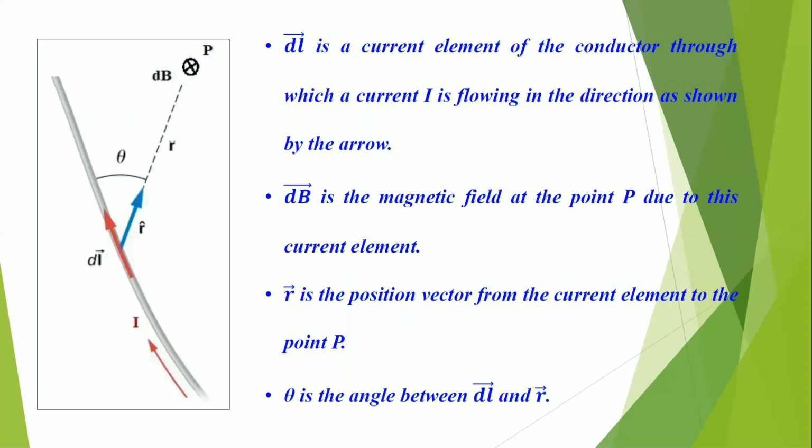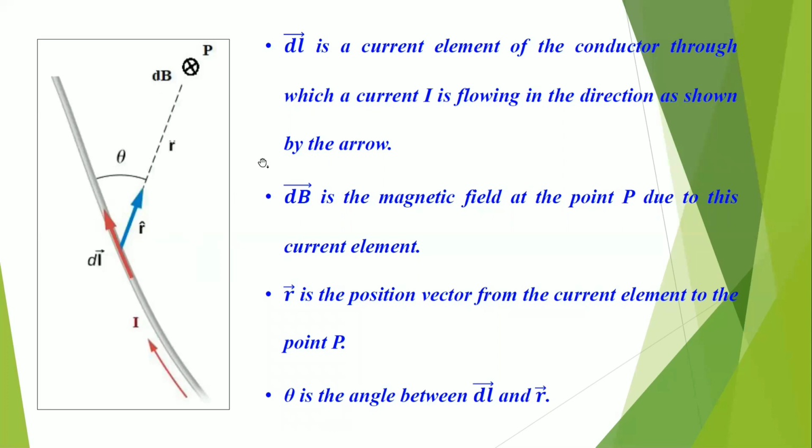Now, here a current carrying conducting wire is shown. dl is the current element. A current I is flowing as shown by this arrow. The direction of the current is shown. And the point P is where we are going to obtain the magnetic field. The field is designated by dB, since it is a small amount.